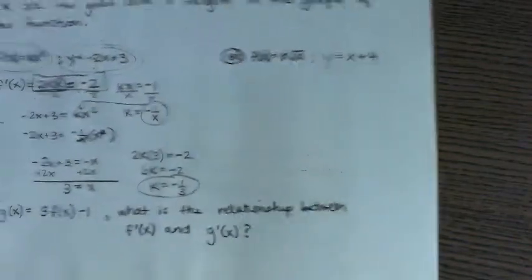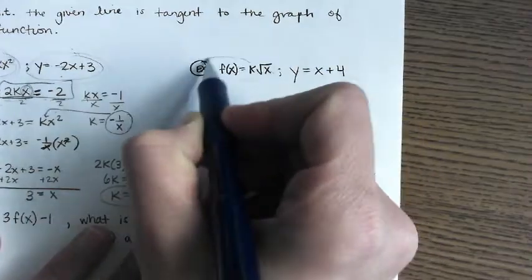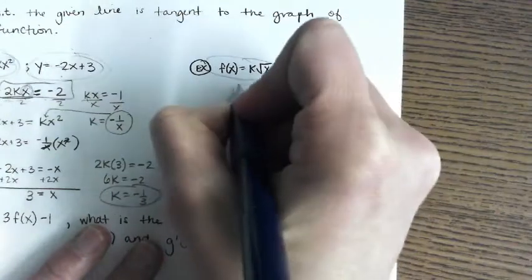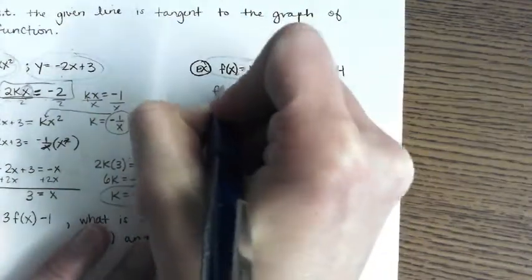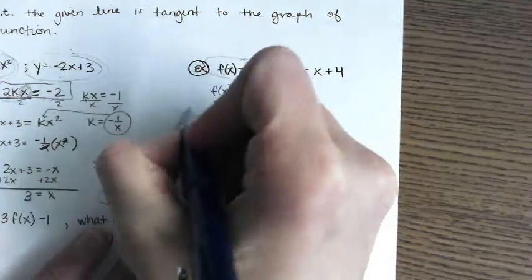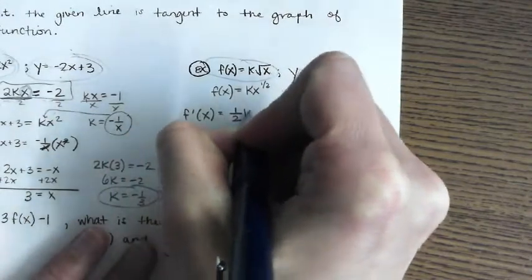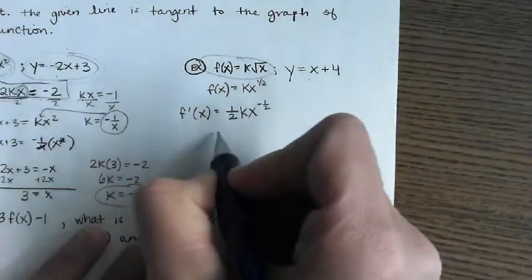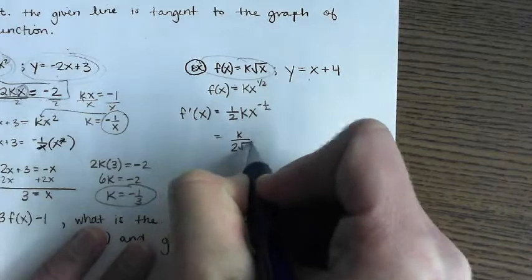So find k such that the given line here is tangent to this one. So we need this slope to equal 1. So if we rewrite our function so that the power rule applies, that's still my original function, just written a different way. My derivative is going to be equal to 1/2 k x to the negative 1/2, which is k over 2 root x.